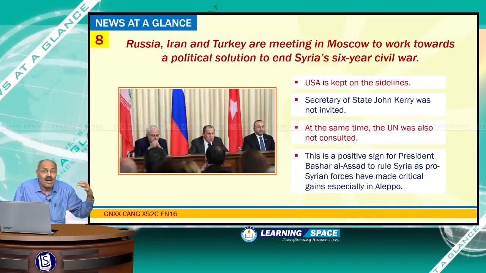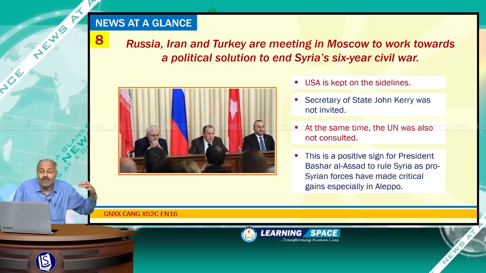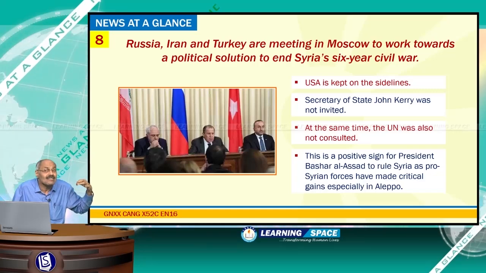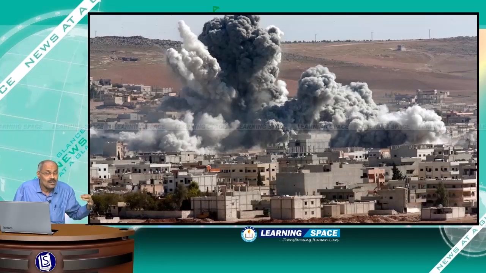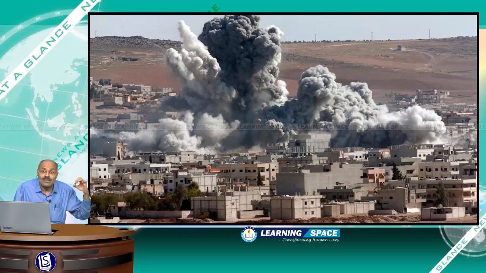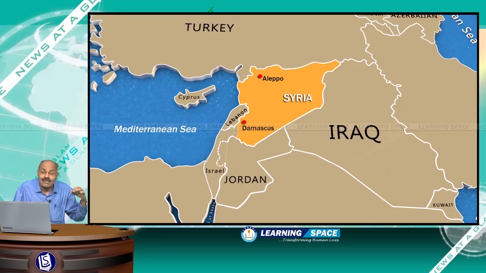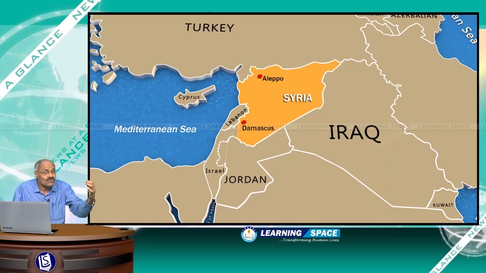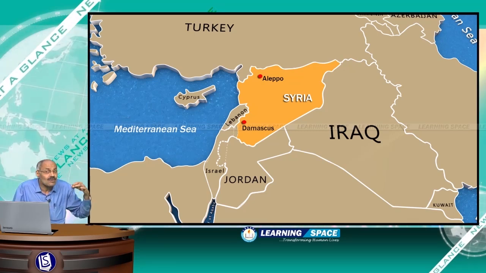This is Russia, Iran and Turkey are meeting in Moscow to work towards a political solution to the end of a 6-year-old Syrian civil war. Syria is into crisis. Almost we are into 6th year of civil war, and Aleppo is worst affected. If someone is talking about Syria, 2 important World Heritage Sites, that is Palmyra as well as Aleppo, please don't forget, these 2 badly destroyed, and now peace process is going on.